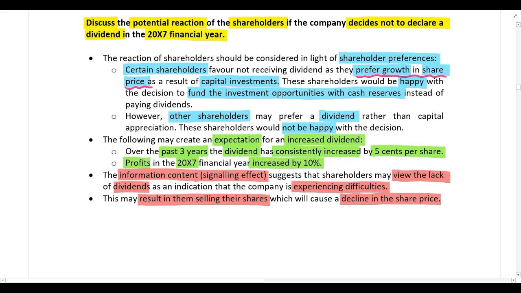So they need to be very careful. If it's a company that has consistently always been paying dividends in the past and they just cut that dividend, it could be seen as imparting negative news about the future of the company. Shareholders might want to sell their shares, and if there's an oversupply of shares in the market that no one wants, it could cause the share price to drop.